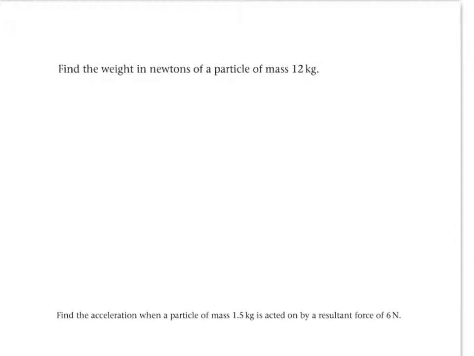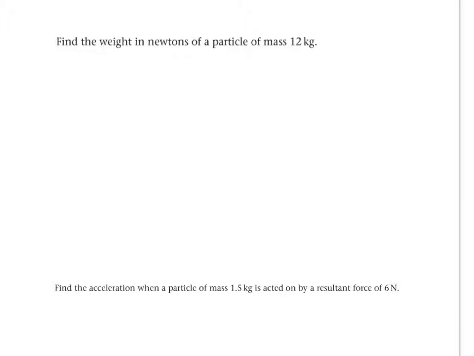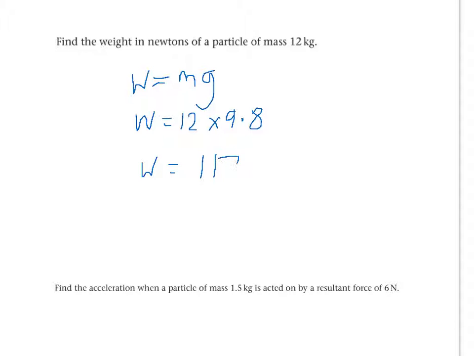Right, let's look at two really simple examples. Find the weight in newtons of a particle of mass 12 kilograms. So, weight is equal to mg, and we know that g is 9.8. So, the weight is equal to 12 times 9.8. Now, it is acceptable in some questions to make it look neat by leaving the answer in terms of g. But let's just get the answer here. So 12 times 9.8 is 117.6 newtons.